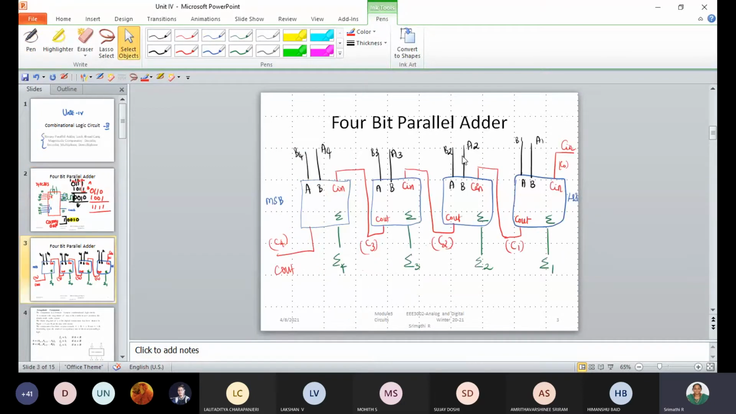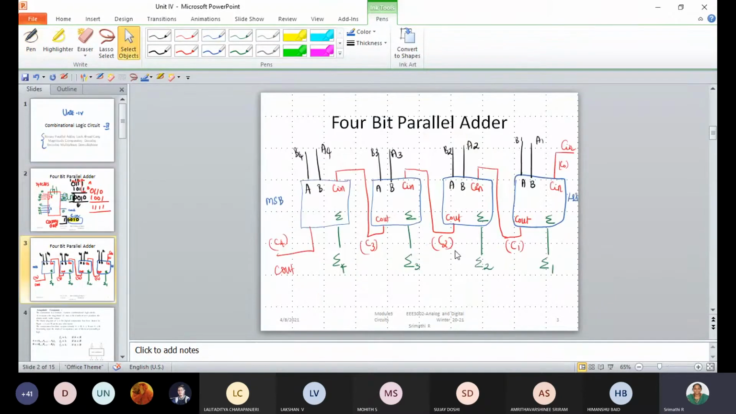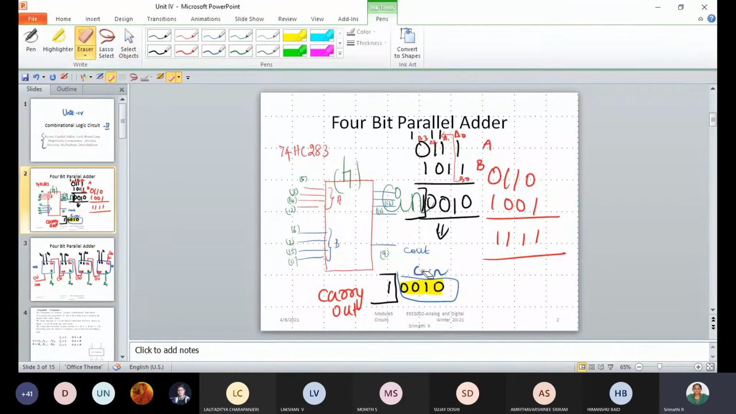Okay, so see here, this is the 74HC283 IC. You can use the 74HC283 IC for this. A and B are your inputs, C out is your carry. This is C in. And the output, let me not call it C, let me take it as your result R.